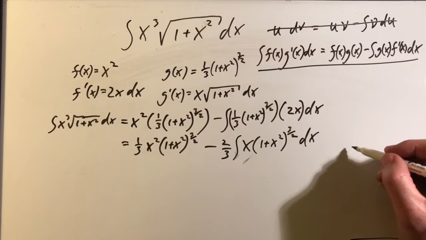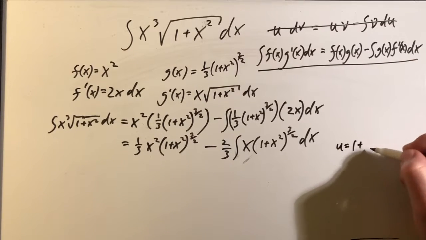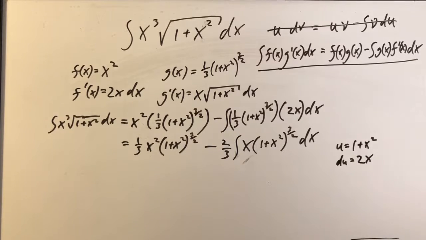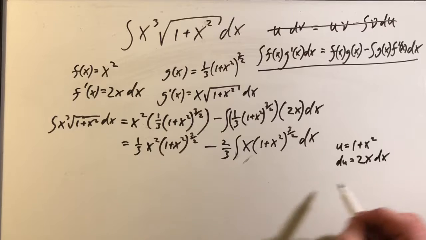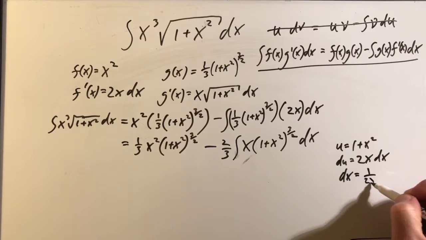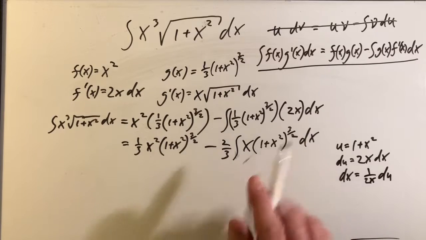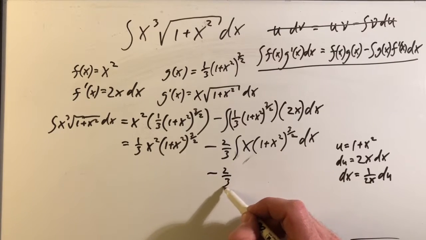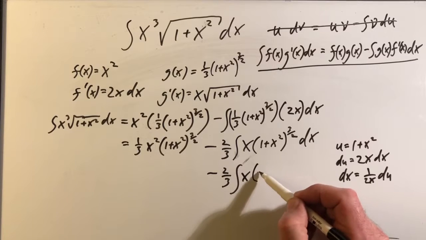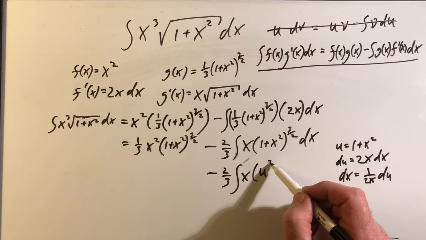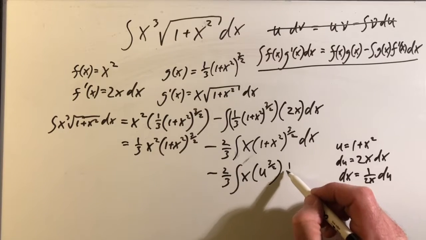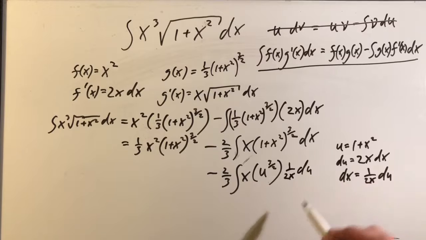So this is great. So I can put in a u equals 1 plus x squared, du equals 2x dx. And so dx, just rearranging this a little bit, equals 1 over 2x du. I'm going to substitute that back in, see what I get. Okay, so I have x, and then I have u to the 3 halves, and then I put in, for dx, I'm going to put in 1 over 2x du.